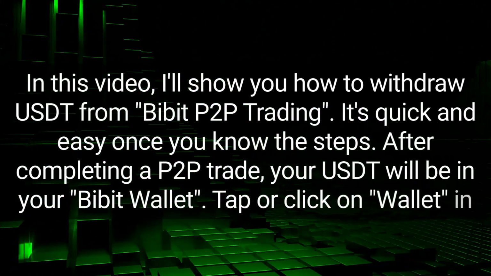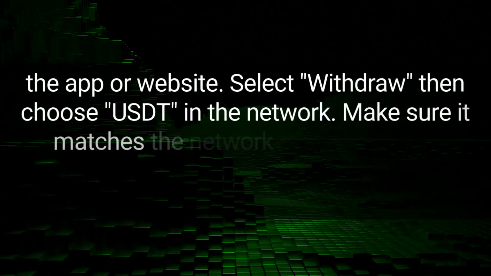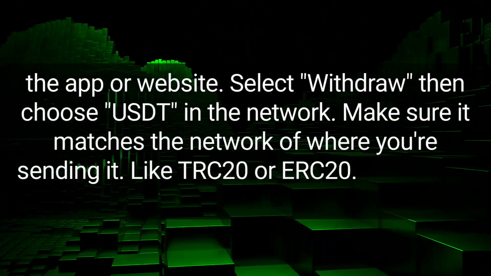Tap or click on Wallet in the app or website. Select Withdraw, then choose USDT in the network. Make sure it matches the network of where you're sending it, like TRC20 or ERC20.